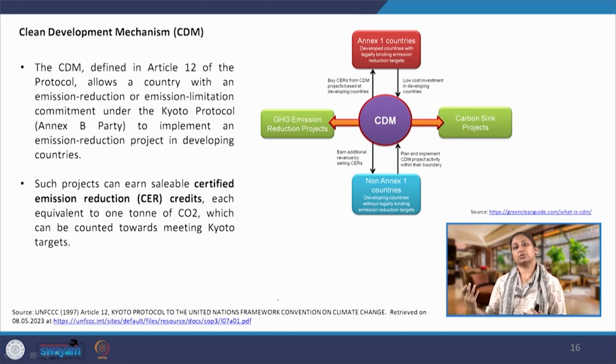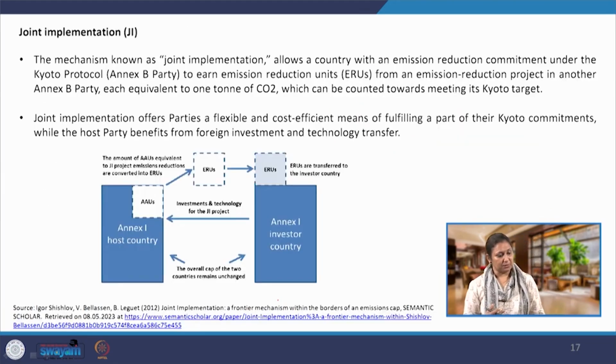That it is not industrializing, and when there is less industrialization, economic growth will be hampered somewhere. But the credits that a country as small as Bhutan earns through carbon trading can offset the requirement for industrialization itself. So, that is what is happening in the clean development mechanism. And joint implementation allows a country with an emission reduction commitment under the Kyoto Protocol to earn emission reduction units from an emission reduction project in another Annex B party, or industrialized developed party.